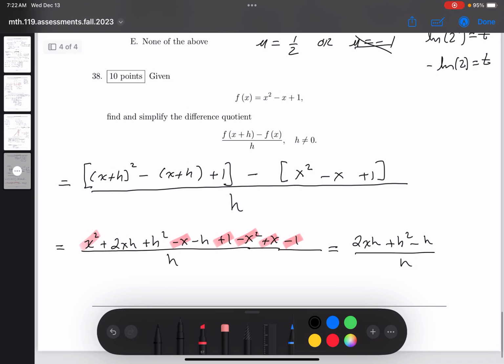And the fact that h isn't 0 allows me to divide this through. And what are you going to get over here? You can get 2x plus h minus 1. And that's the final answer, by the way. And we're done. Thank you so much.